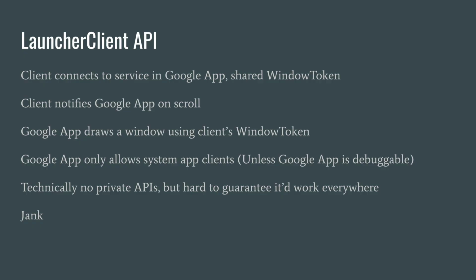So what happens is that the launcher will connect to the Google app, and it'll share its window token. The window token is used by the window manager, the Android system, to draw your window, and it kind of acts as an identity. So if I share the window token with someone else, that other process can draw with kind of my identity, but I can't even see its content.